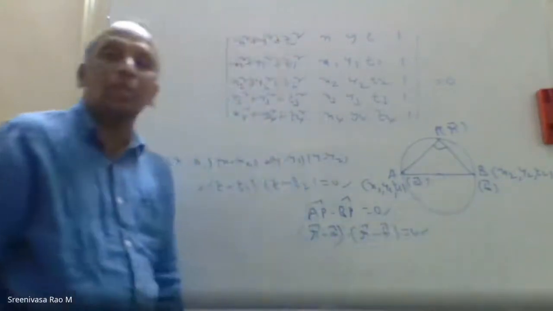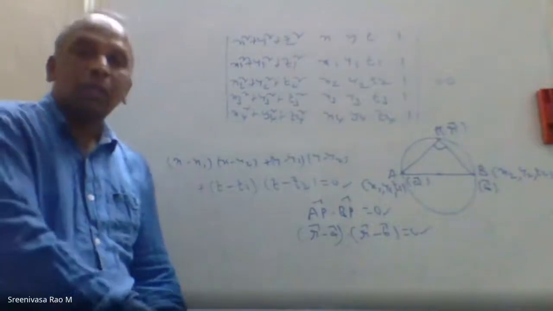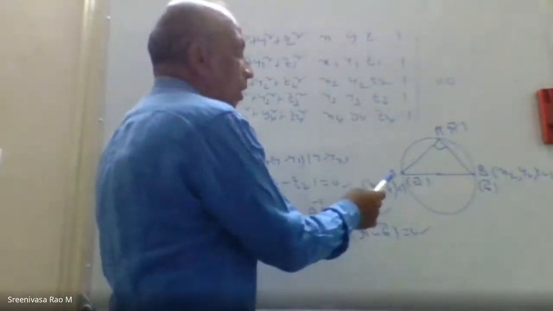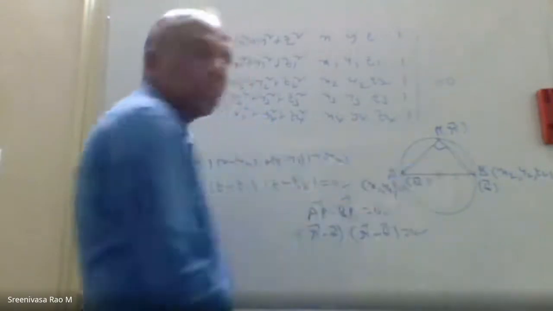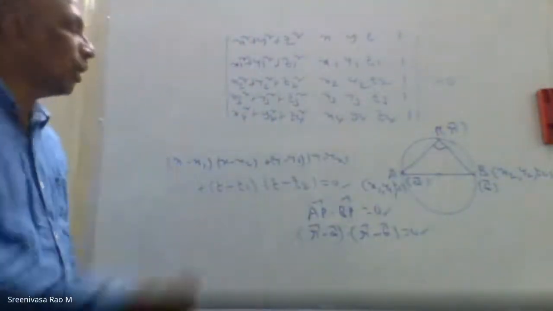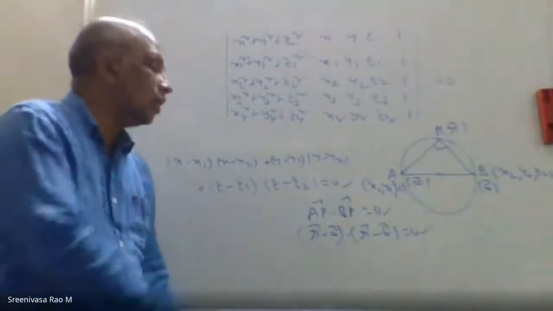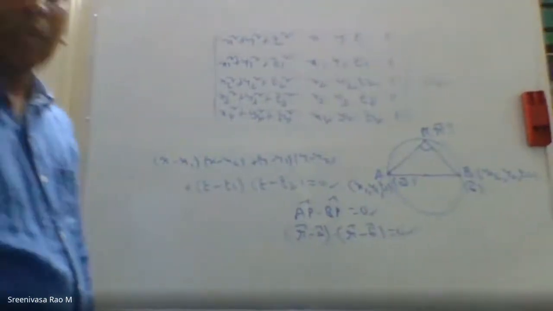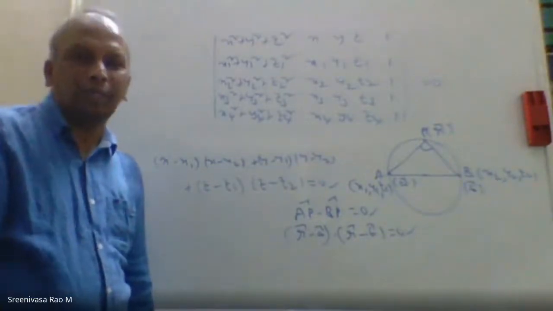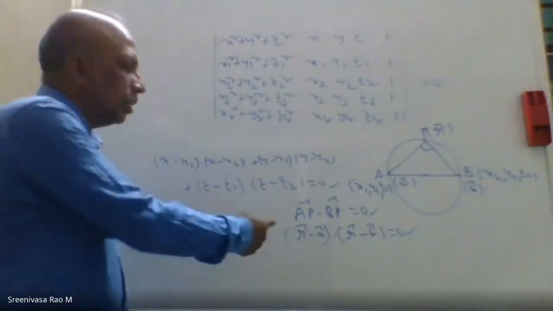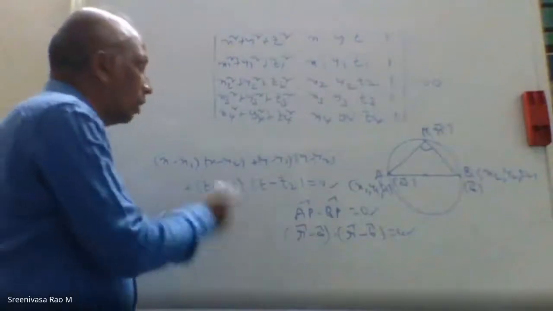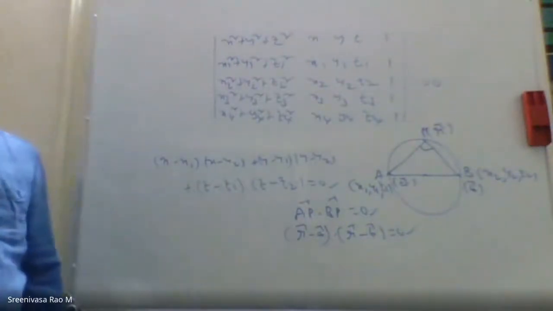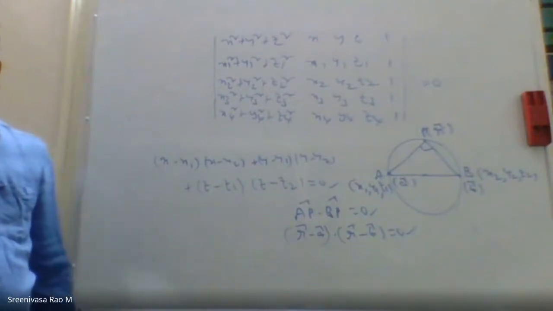So this represents the equation of the sphere if we know the ends of the diameter, where the position vector of A is a bar and the position vector of B is b bar. We can write the equation of the sphere. If you know the endpoints, this is the vector form, and this is the Cartesian form. We can write both forms.